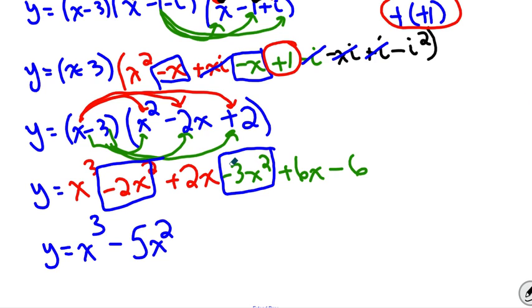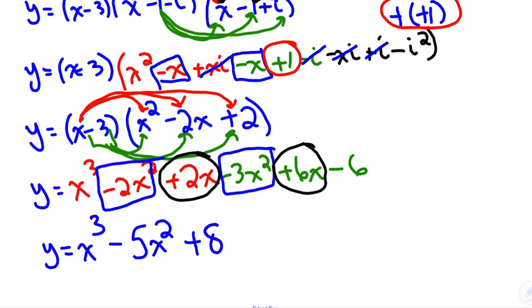All right, and then we have a positive 2x and a positive 6x. Again, add the numbers out front. 2 plus 6, that's all we're doing there. 2 plus 6 gives us 8x. So plus 8x. And then we got this minus 6 all by itself. Nothing to combine with it. Bring that down. There's your final answer.